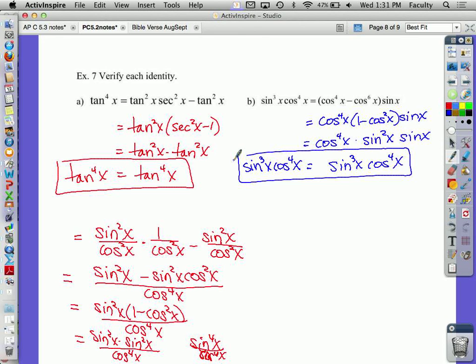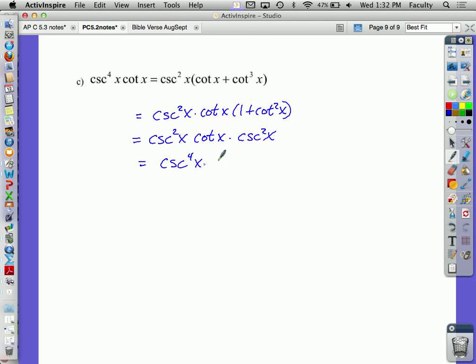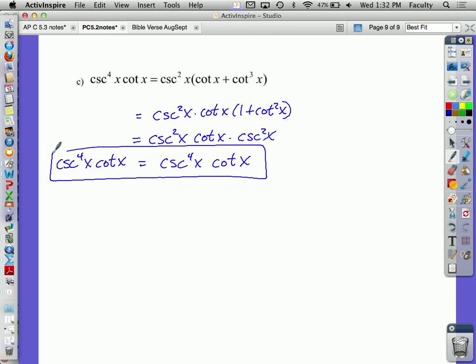All right, now that I've done letter B, use that same technique with letter C. Okay, you guys got it?